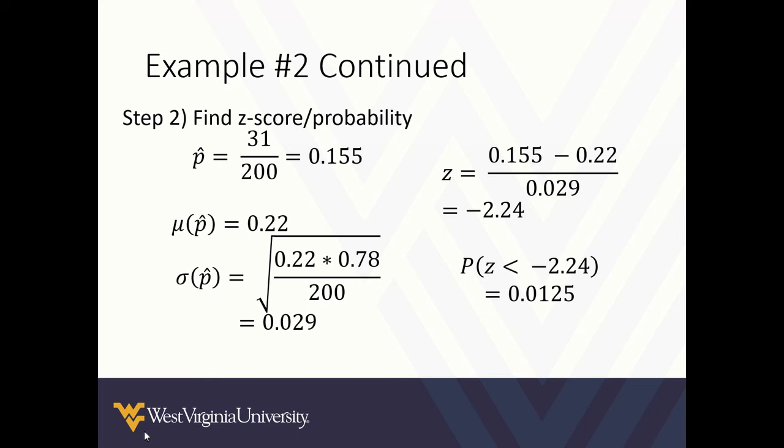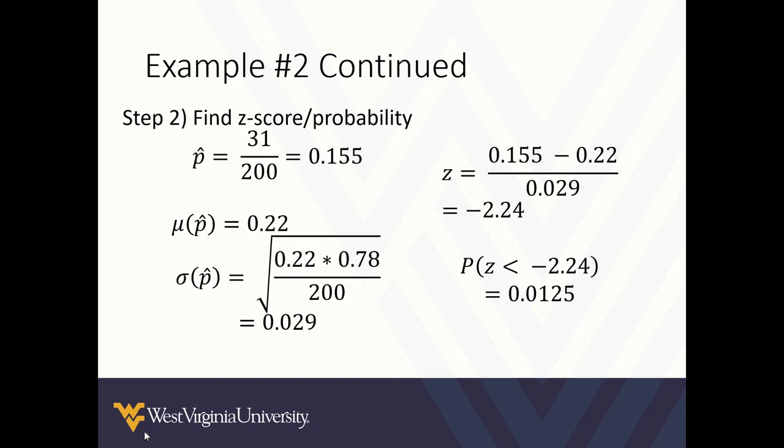Our expected mean is going to be 0.22, and our standard deviation would be the square root of 0.22 times 0.78. Remember, it's 1 minus 0.22, divided by 200, which is going to give us a standard deviation of 0.029. Plugging in for our z-score, we will have z equal to 0.155 minus 0.22, all divided by 0.029, which will give us a z-score of negative 2.24.